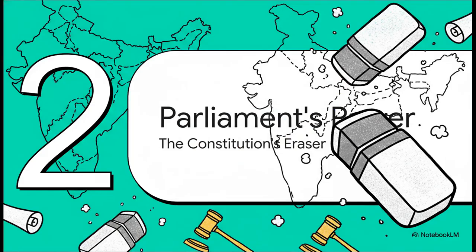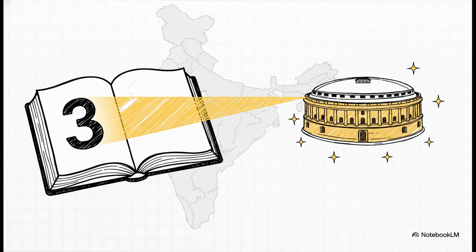So, if the states are destructible, who gets to do the destroying, or at least the redrawing? Well, it all comes down to a couple of articles in the Constitution that basically hand Parliament a constitutional eraser. And this is where the magic happens. Article 3. This one article is the source of the central government's ultimate power over the country's internal map. It gives Parliament 5 distinct powers. You could almost call them 5 superpowers.